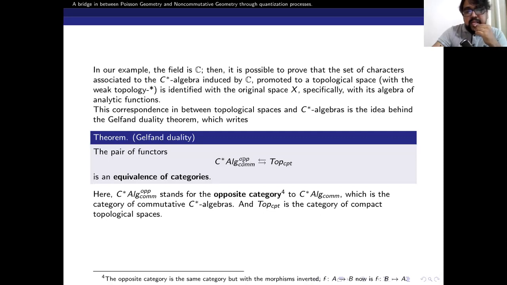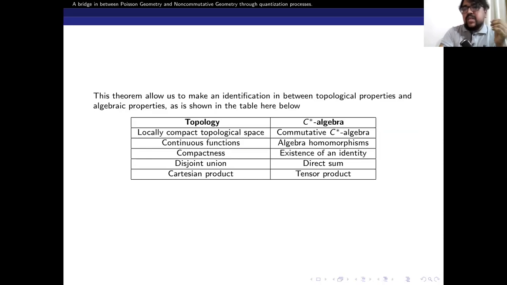By the way, check that this category is the opposite category, which is basically the same one, but with the arrows inverted, with the morphisms inverted. Well, this means that basically we can have a kind of dictionary between topological properties and algebraic properties. We can go and come from topology and these algebraic structures. And here I present a table with some properties we can link together.